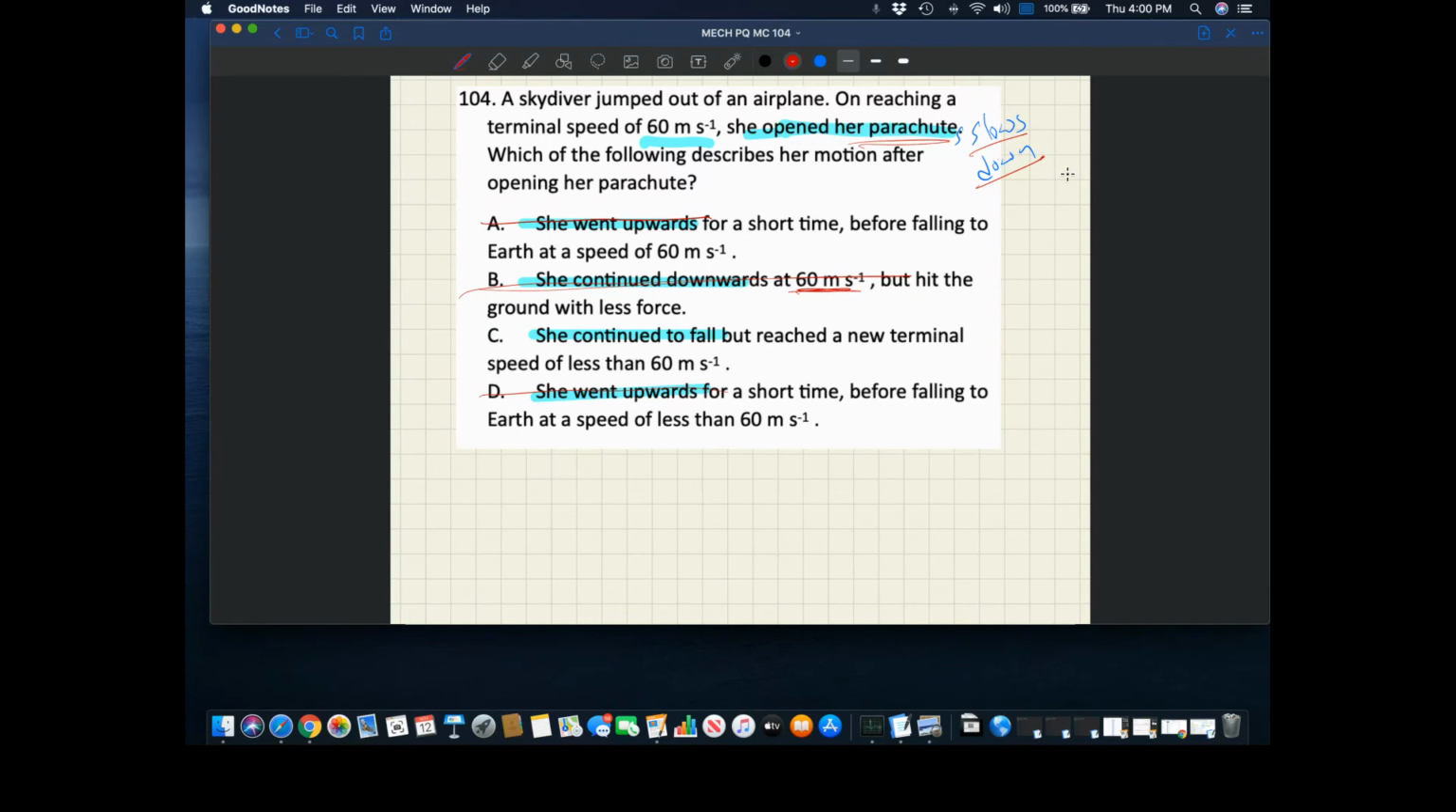The entire time someone's skydiving, the entire time they are falling, they are moving downward. At no time do they go upward. And once the parachute comes, it's slower. And so that's why the correct answer is choice C.